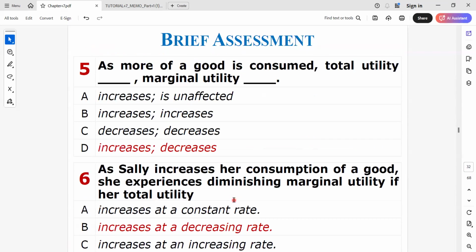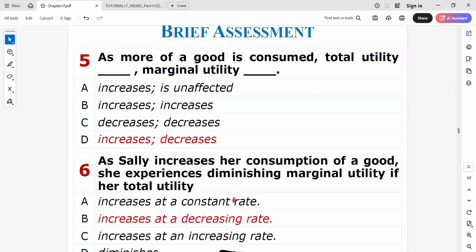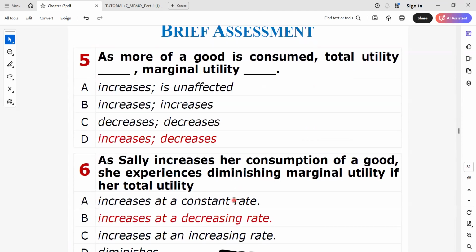Okay, so this one again, as more of a good is consumed, total utility, marginal utility, we know this. As you consume more, your total utility does what, guys? It increases, yes. And your marginal utility decreases, so it is D.